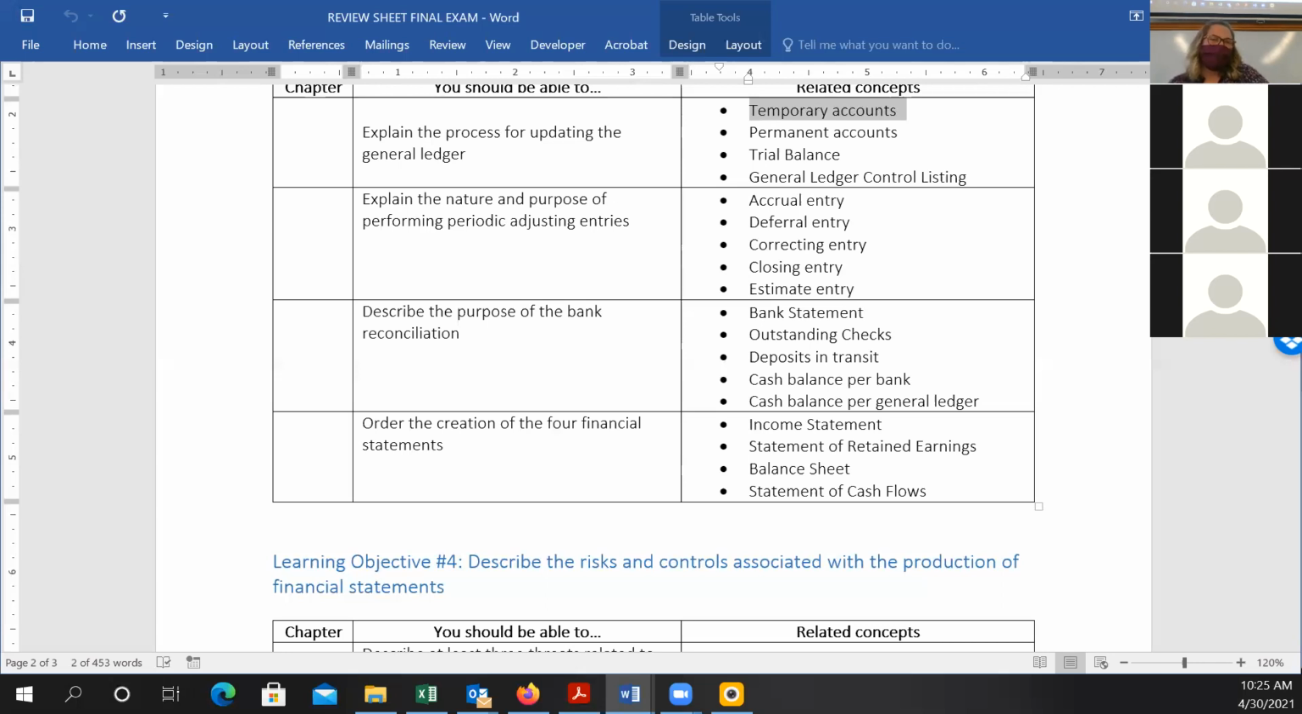I don't know if we talked about that, but it showed up in the test bank, so it's in here somewhere. So the general ledger control listing is similar to the trial balance. It's a numerically ordered listing of the general ledger accounts. The important thing there is that it's numerically listed. Why is it numerically listed? Because that's how we set up our chart of accounts.